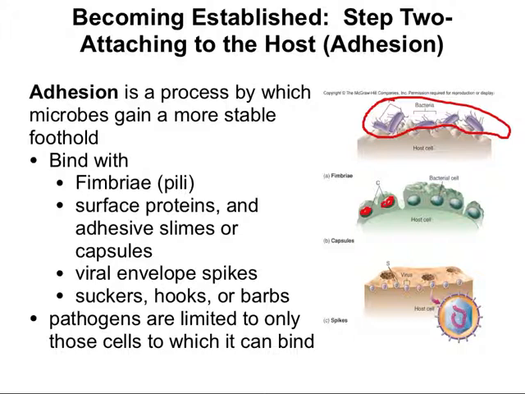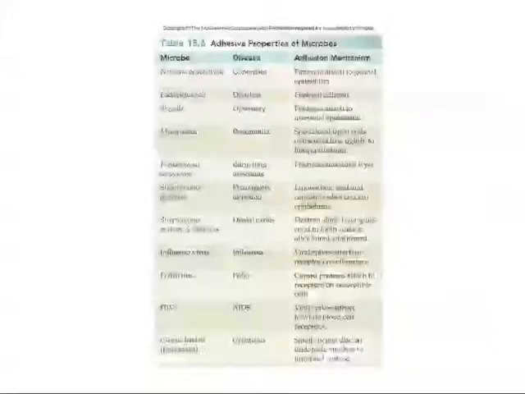In viruses, we see envelope spikes that you can see down here. These envelope spikes allow them to bind specifically with other cells. Pathogens are limited to infecting only the cells to which they can bind, so in essence they're quite specific. Some helminth pathogens use things like suckers or hooks or barbs in order to bind to their host cells.